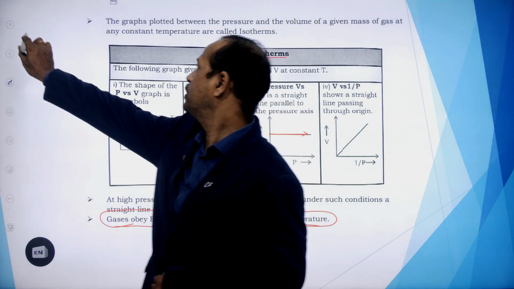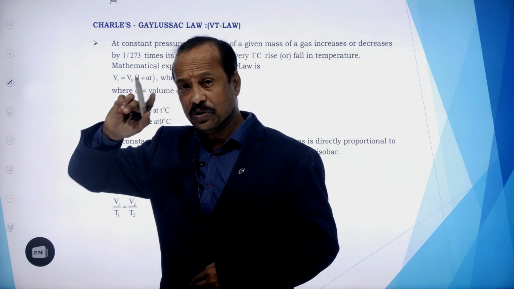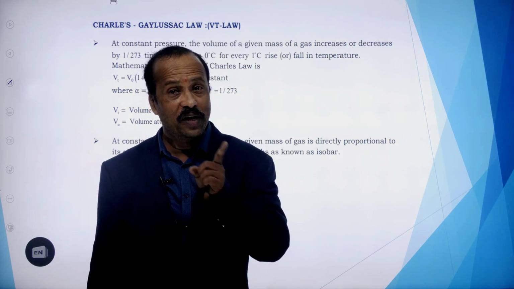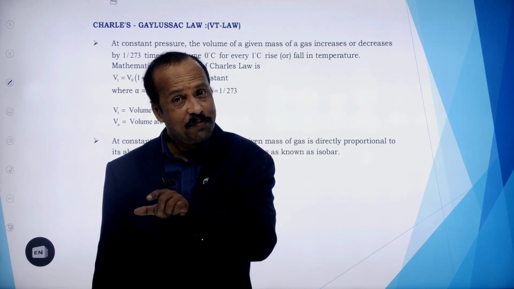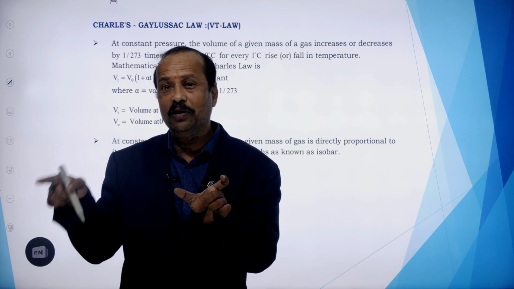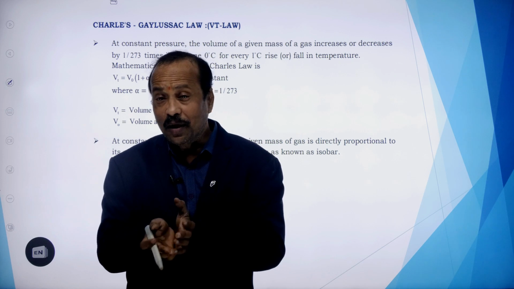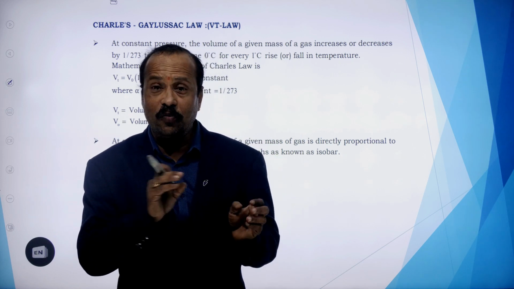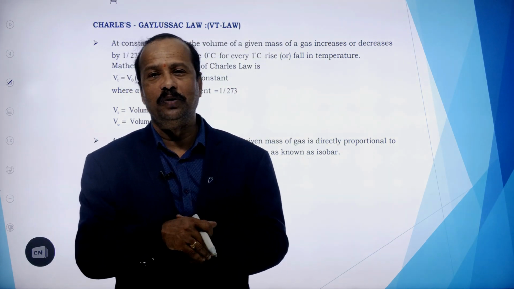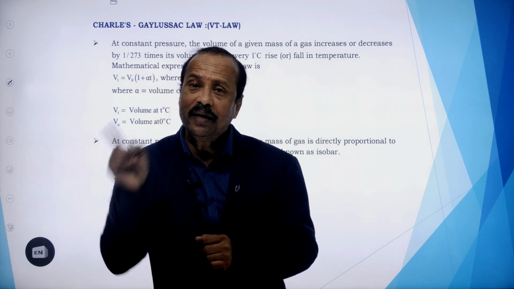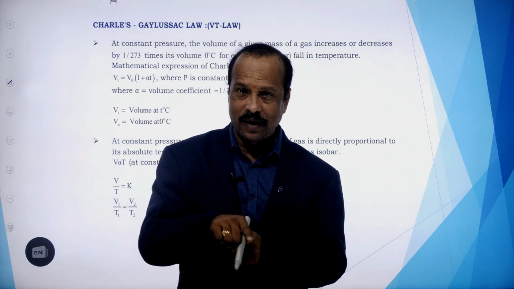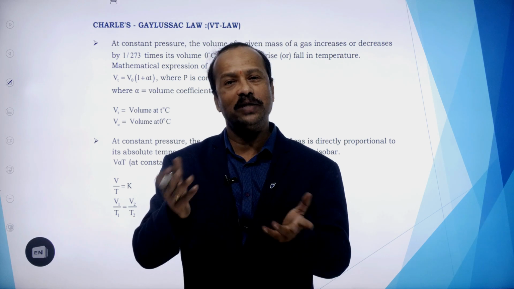Clear? Now then come to Charles's law. In Boyle's law, we kept the temperature constant: the volume of a given mass of a gas is inversely proportional to the pressure when the temperature is kept constant. Here what we do, pressure we keep constant and T we bring in. The volume of a given mass of a gas is directly proportional to temperature at constant pressure. So in Boyle's law, we keep the temperature constant, but here we keep the pressure constant. That's the change.